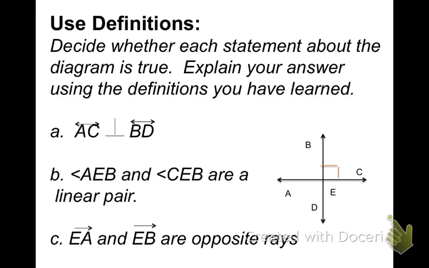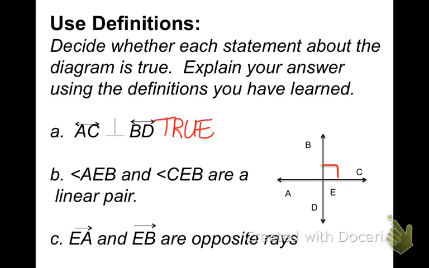Okay, here's a diagram. Those lines there are indicating we're looking at a right angle, and we have to decide whether the statement about the diagram is true, and based on what we've already learned in the course, explain whether it's true or not. So the first statement is line AC is perpendicular to line BD. This is a true statement because we know this notation, which should be a box there, indicates perpendicularity. So statement A is true.